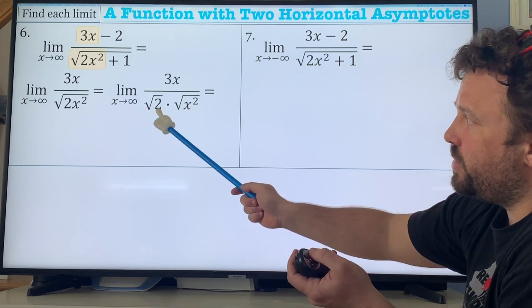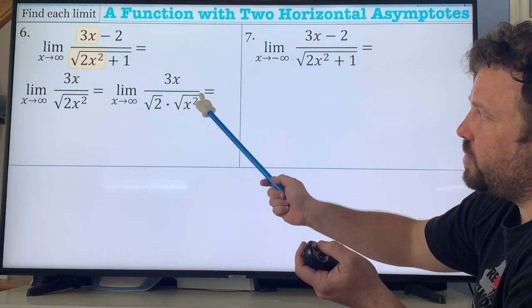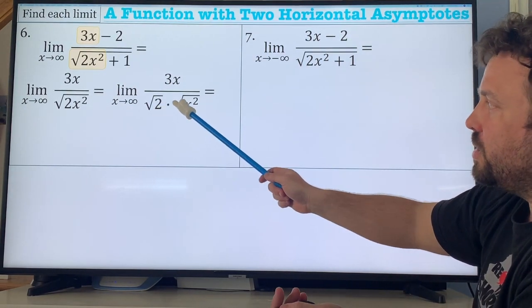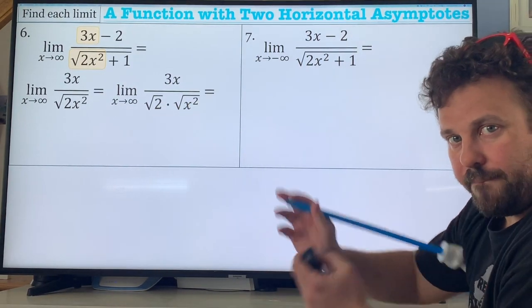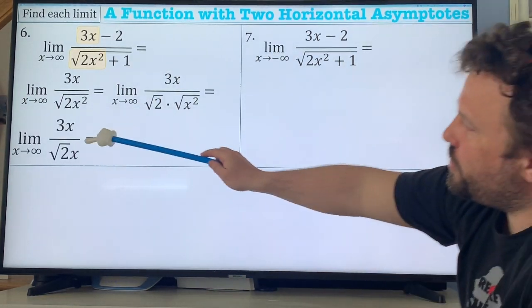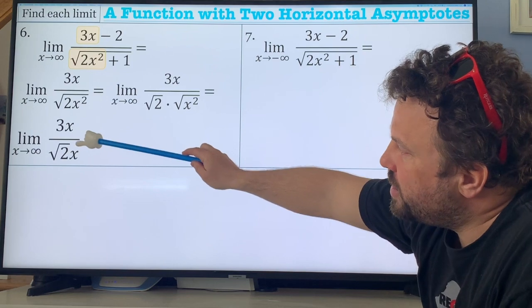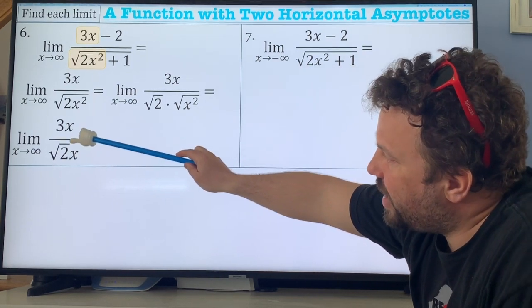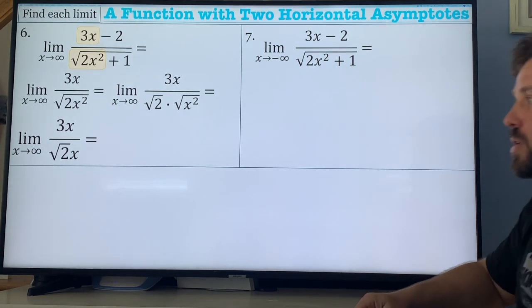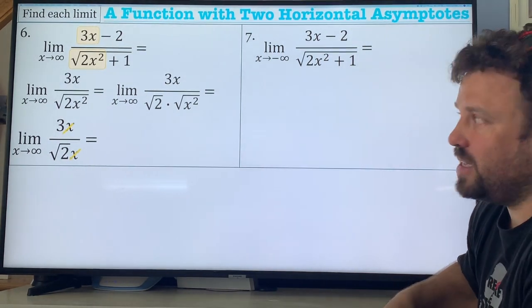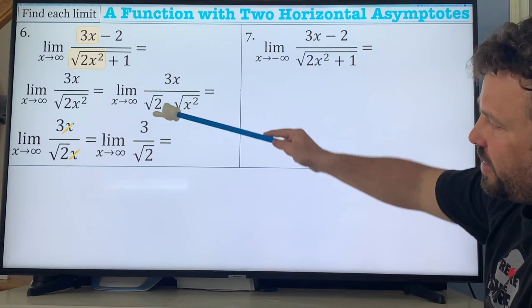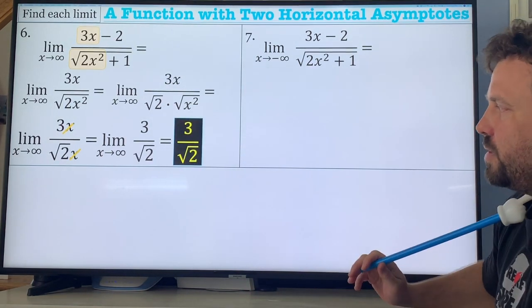You have the square root of 2 times the square root of x squared. The square root of 2 is 1.41. That doesn't help us because it's just a number. But the square root of x squared is what? It is x. So you end up with 3x over the square root of 2 times x. Notice this is not under the radical anymore. This is just an x by itself. Because you did that, you can cancel out the x's, leaving you with 3 over radical 2. Now, that's your answer.